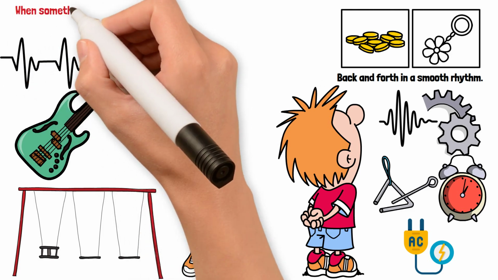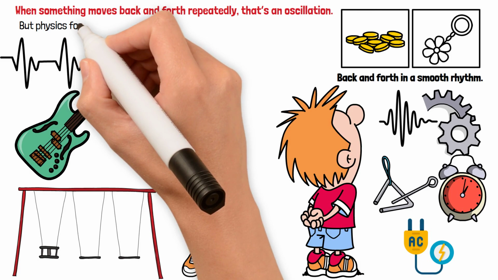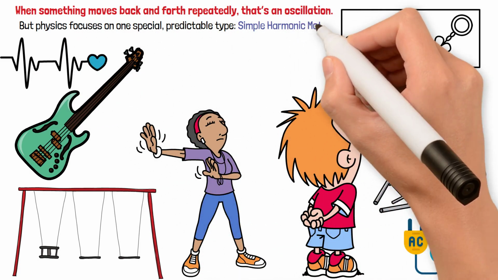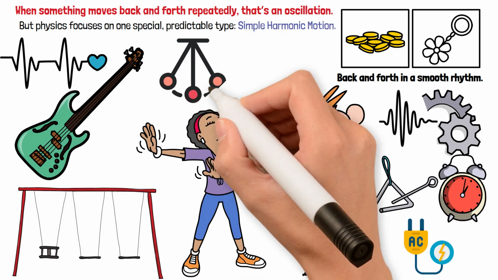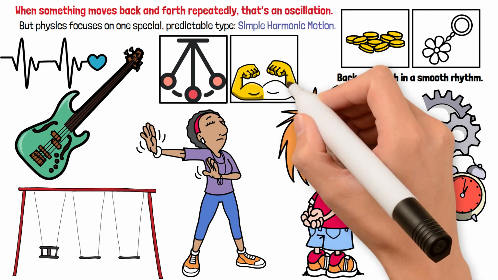When something moves back and forth repeatedly, that's an oscillation. But physics focuses on one special, predictable type: simple harmonic motion. In SHM, there's always a force pulling the object back to the center, and the farther you pull it away, the stronger that force becomes.